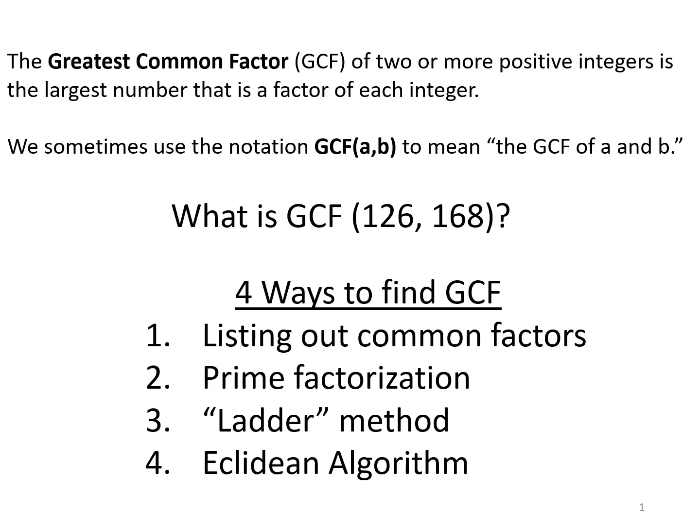Before we start, I'll first explain what greatest common factor is. So the greatest common factor of two or more positive integers is the largest number that is a factor of each integer. Sometimes people use the notation greatest common factor parentheses a and b to represent the greatest common factor of a and b. So let's start.